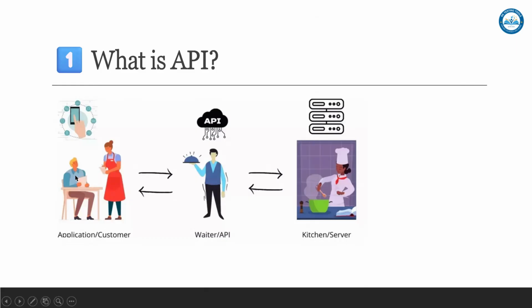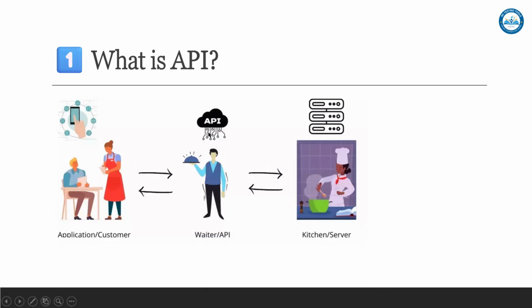That means the request. Once he has the request items, this guy will go to the kitchen. That is the server. The waiter will go to the kitchen and check whether these items are there or not. If the items are there in the kitchen, then the waiter will bring the items back to the customer. Now we'll see it from the software point of view, in software terminology. You are the customer, the application, sending the API request to the server to get the response.